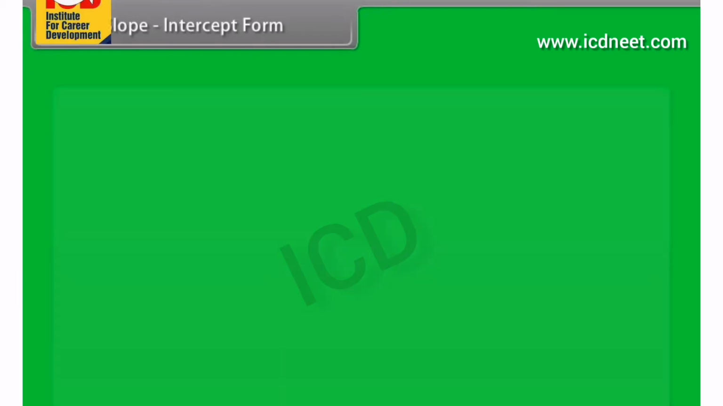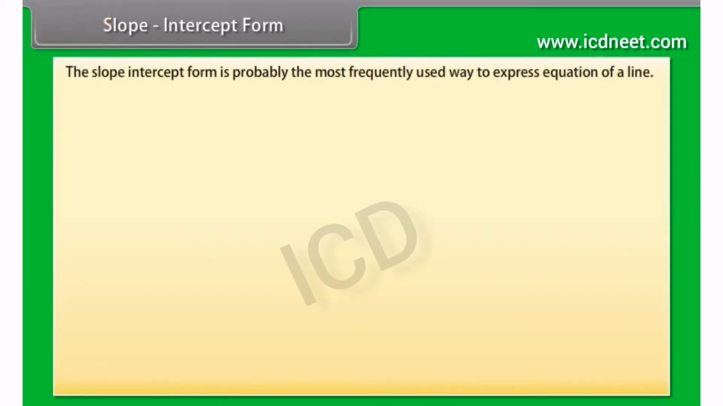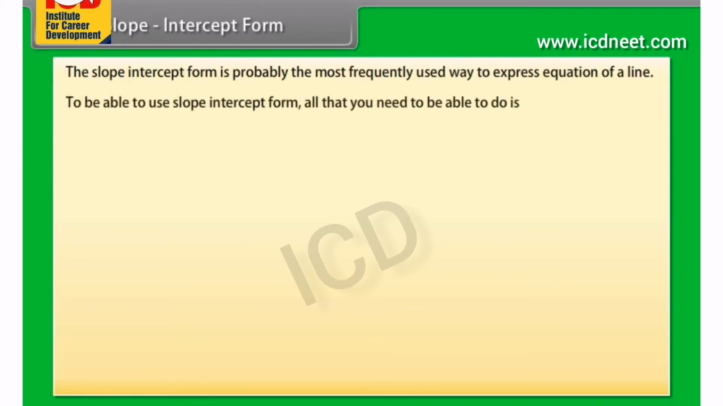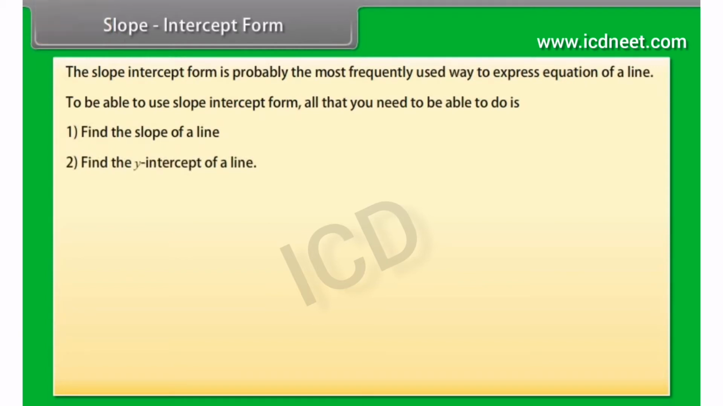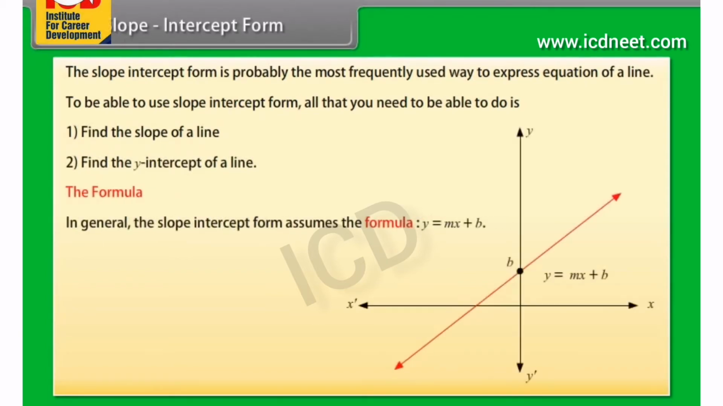Slope-intercept form. The slope-intercept form is probably the most frequently used way to express the equation of a line. To use slope-intercept form, all that you need to be able to do is find the slope of a line and find the y-intercept of a line. In general, the slope-intercept form assumes the formula y is equal to mx plus b, where m is the slope of the line and b is the y-intercept.